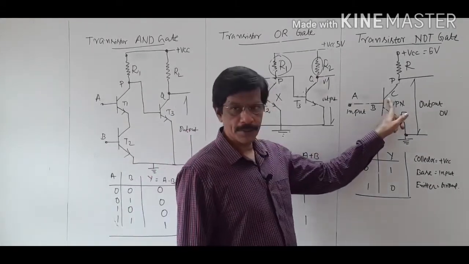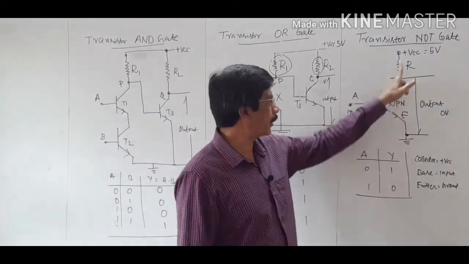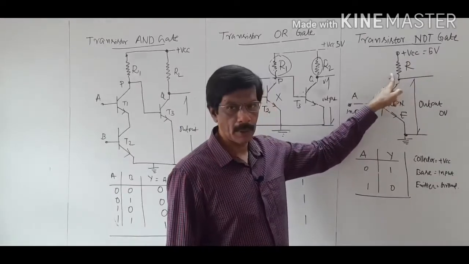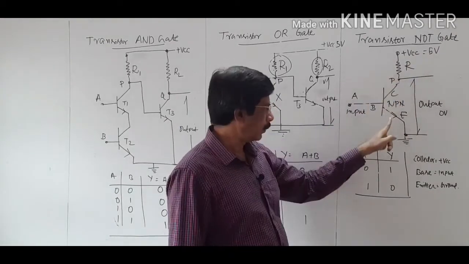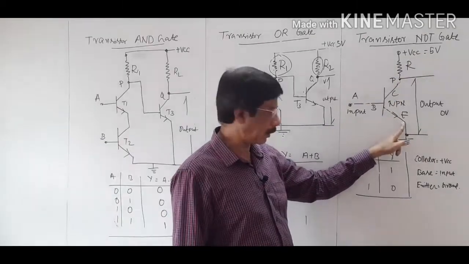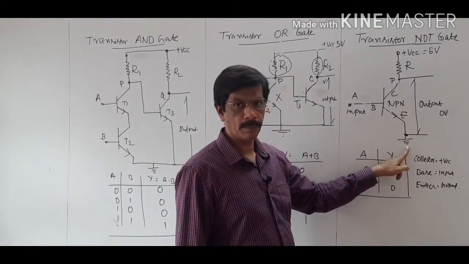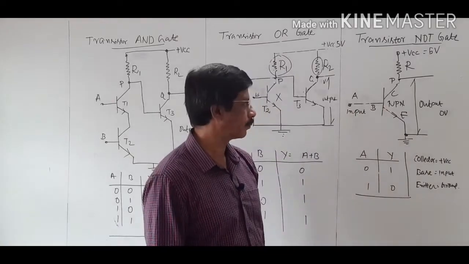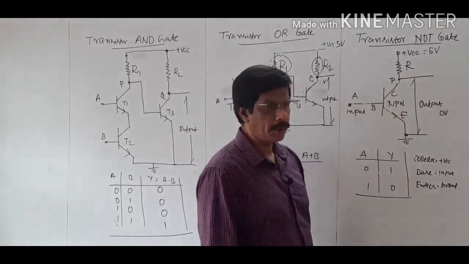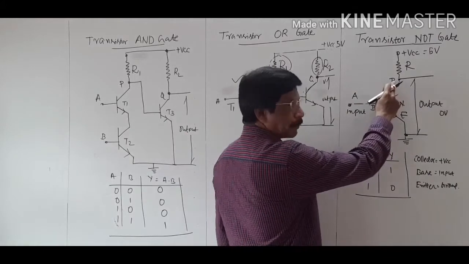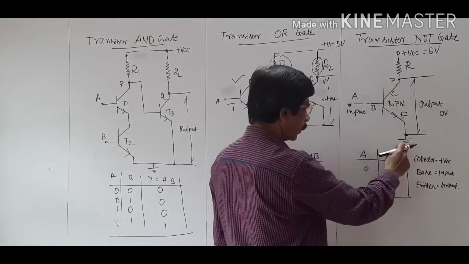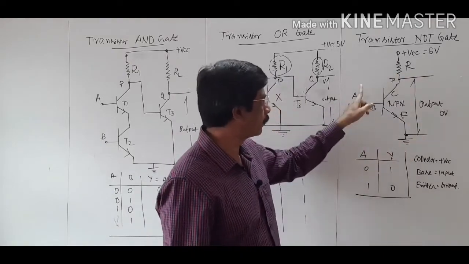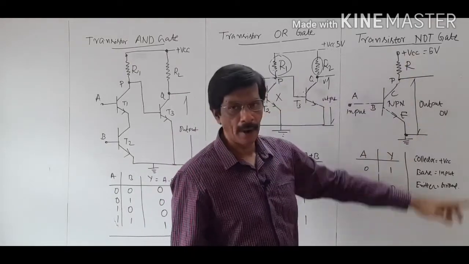The collector of this transistor is connected to plus VCC 5 volt through the resistor capital R. The emitter of the transistor is grounded. The input is given across base of the transistor. Output is measured between the point capital P with respect to ground. This is construction details of transistor NOT gate.